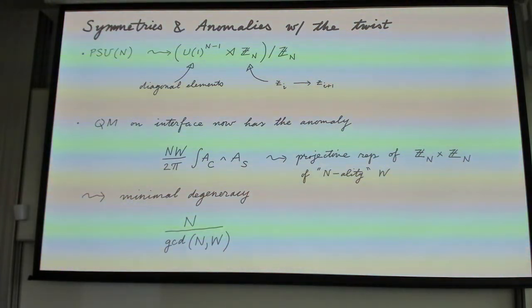It's now given by this two-dimensional classical action, which involves two Z_N gauge fields, A_C and A_S. I chose these subscripts because they correspond to clock and shift. And from this anomaly, you can conclude now that you need to get a projective representation of Z_N cross Z_N with anomaly W. And the minimal degeneracy, therefore, is given by N divided by the greatest common divisor of N and W.